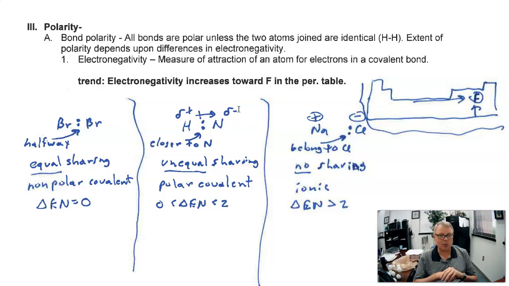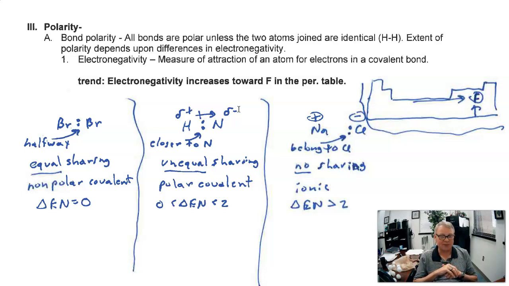Well, it's actually pretty simple. What it comes down to is this. All bonds are polar unless the two atoms joined are exactly the same, identical, like a hydrogen-hydrogen bond or a chlorine-chlorine bond. So all you have to be able to do is take a look at two atoms and tell me if they're the same or different. If you can tell me if two things are the same or different, you can be an expert in bond polarity.